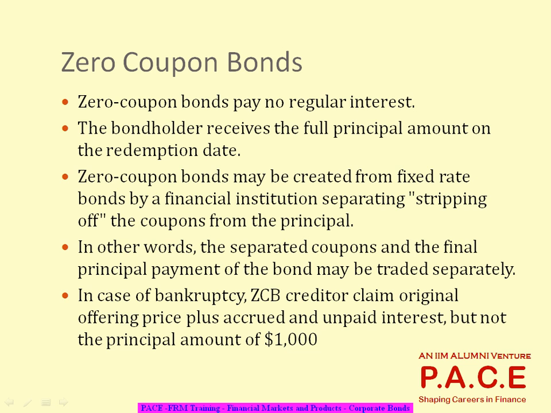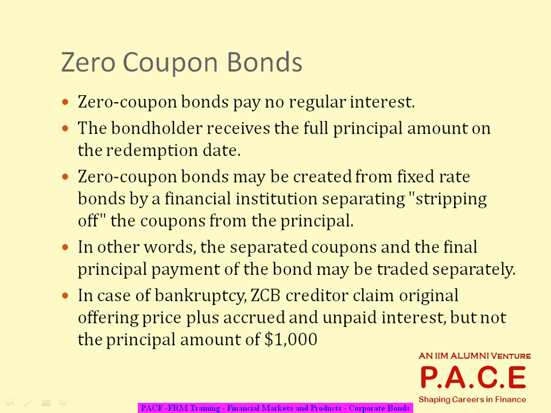Zero coupon bonds pay no regular interest. The bondholder receives the full principal amount on the maturity date or the redemption date. Zero coupon bonds may be created from fixed rate bonds through the stripping process. We have looked at this when we were doing the stripping and finding the spot rate from the bond rates, where a coupon bond can be split into zero coupon bonds.